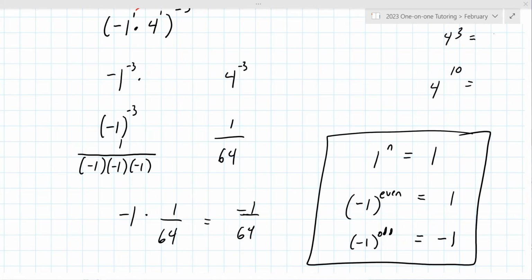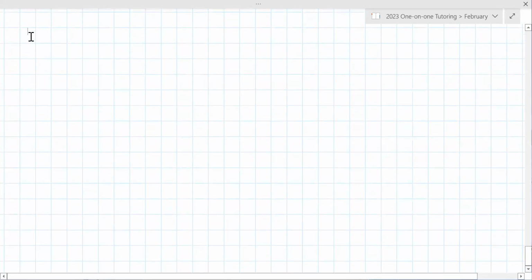Okay, now I promise we're gonna move a little faster here, but that was a really important discussion that we had that I think will make a difference here in these future problems. Okay, so we're gonna move on to 60.